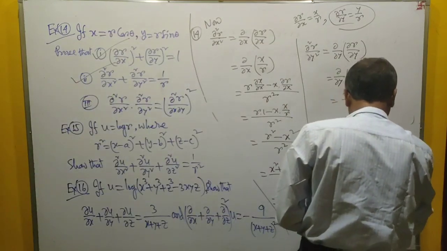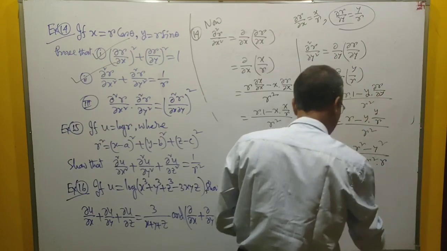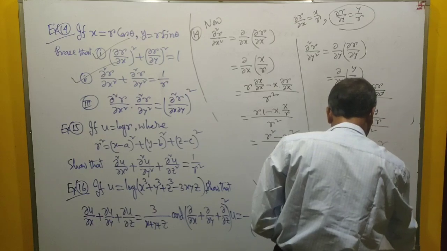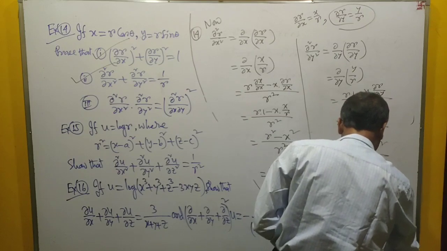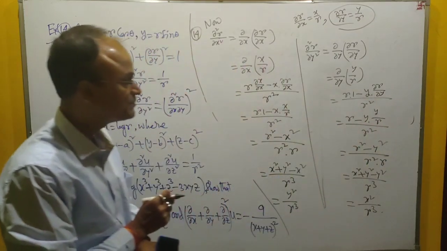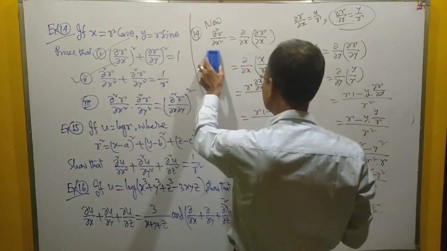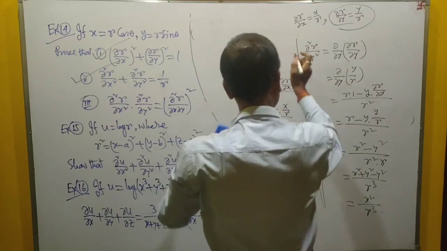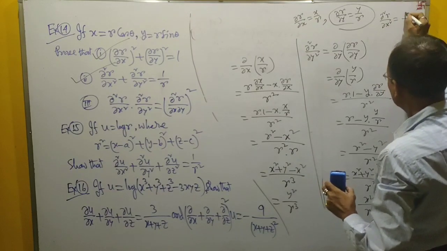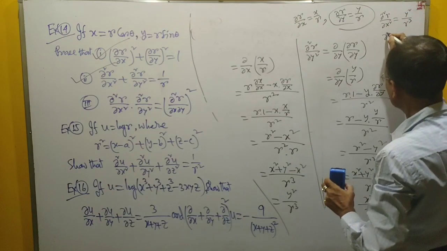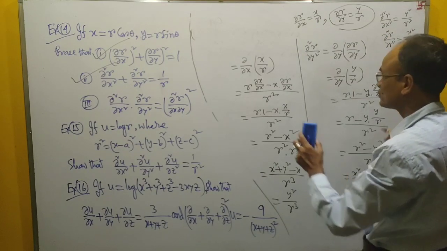This is equal to r square into r. You will get r square minus y square. This is equal to x square plus y square minus y square by r cube. This is equal to x square by r cube. Thus, we have got del 2 r by del x square equal to y square by r cube. Also, del 2 r by del y square equal to x square by r cube.